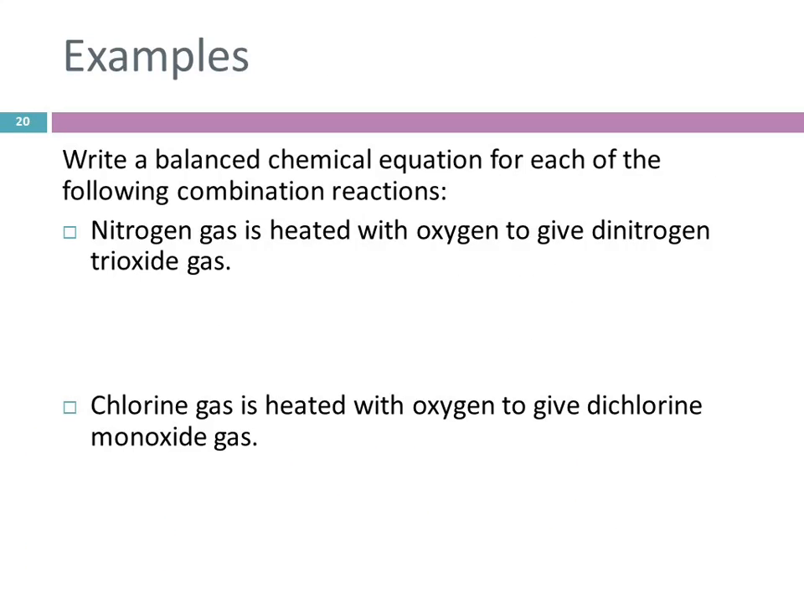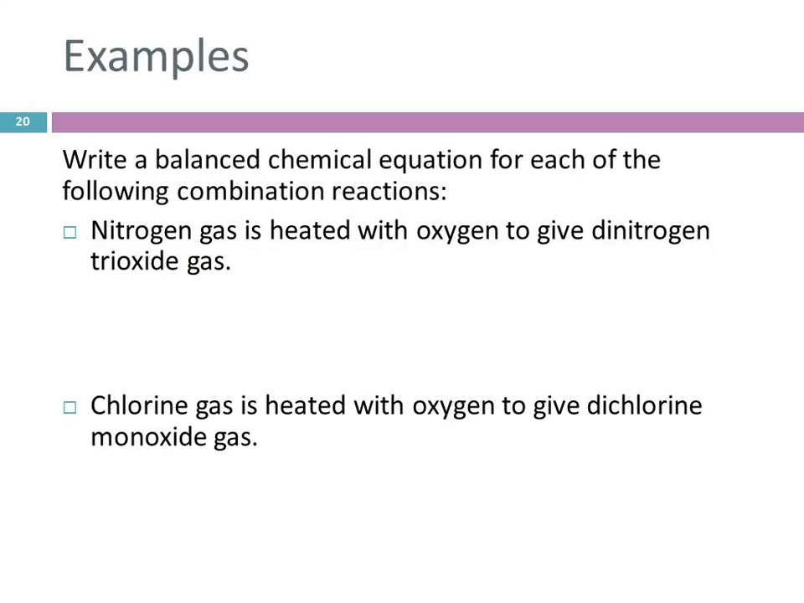So here are examples for these. Write balanced chemical equations for these combination reactions. And you're given the entire word sentence because you can't predict what the product is. Nitrogen gas is heated with oxygen to give dinitrogen trioxide gas. So to write these, we need to do what you hopefully were studying for the quiz today, writing formulas for elements and compounds from their names.